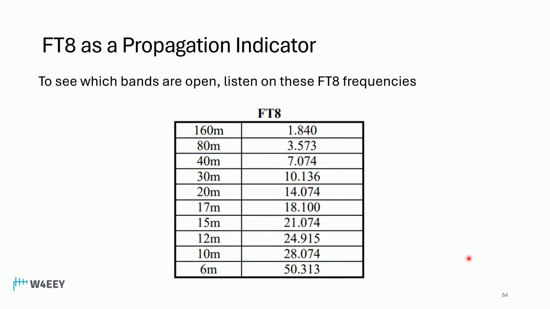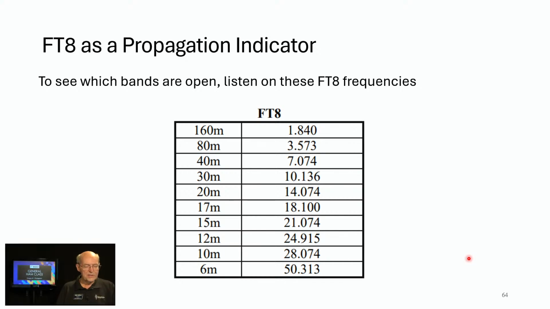Another thing that I like to do, FT8 can be used as a propagation indicator. These are the standard FT8 frequencies for 160 through 6 meters. And what I've done is program these into my transceiver. Most modern transceivers will allow you to program frequencies into them. In my case, on my ICOM 7610, all I have to do is rotate a knob, and I can quickly step through this in about 15 seconds. I can briefly listen to each one of these frequencies.